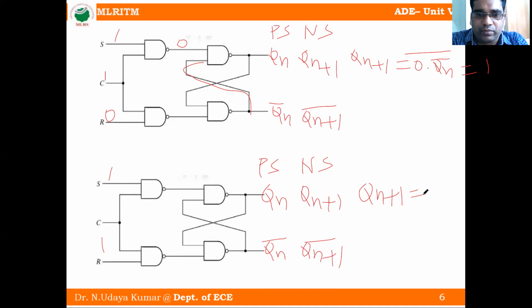Qn plus 1 is equal to this terminal, the first terminal. So 1 into 1, clock is always 1, so 1 into 1, 1 complement is 0. So one input is 0, into the other input, which is Qn bar whole bar. So 0 into anything is 0, 0 whole bar is equal to 1. You get 1.